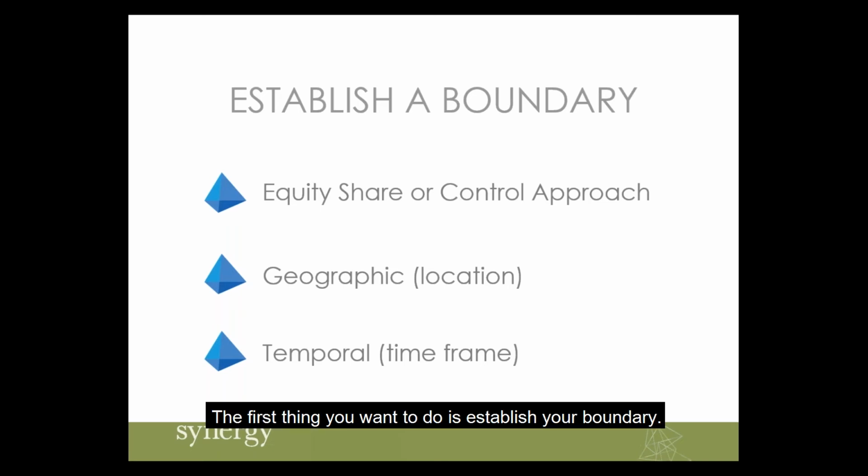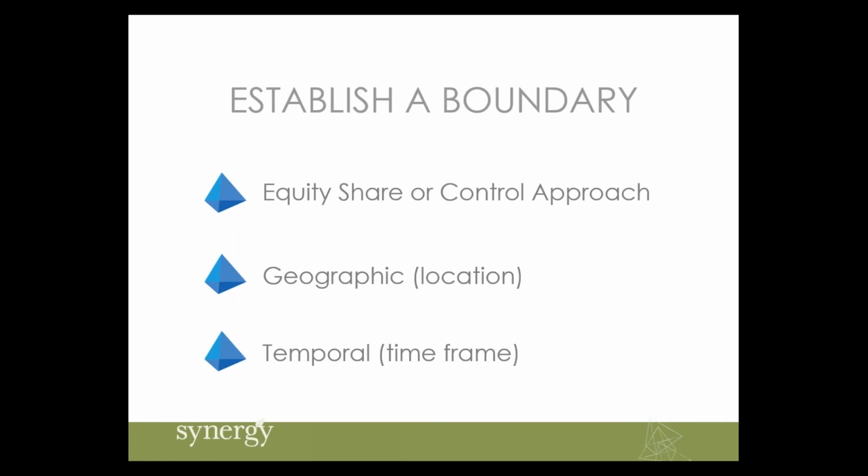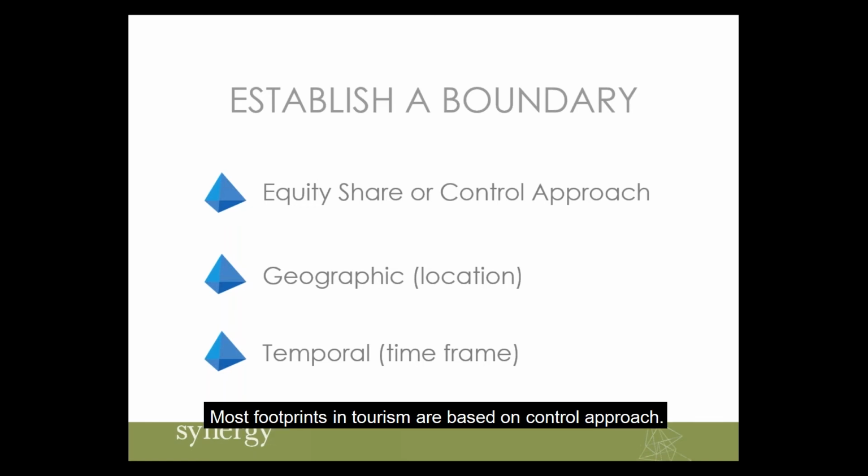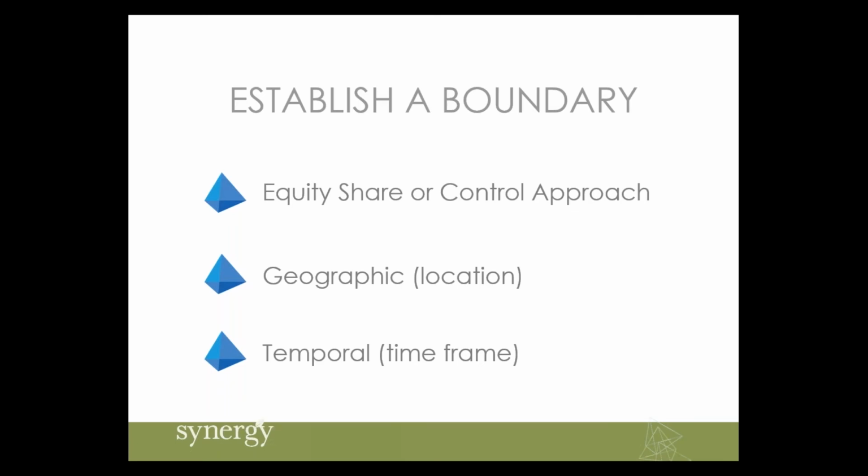The first thing you want to do is establish your boundary. Most footprints in tourism are based on a control approach. You'll also want to establish a geographic boundary. Are you measuring one hotel in a brand or all the brand hotels in a province, state, or country? The time frame is the simplest. You're generally looking at 1 year, except in the case of events, and you're either wanting to choose a calendar year or your fiscal year for simplicity of reporting.